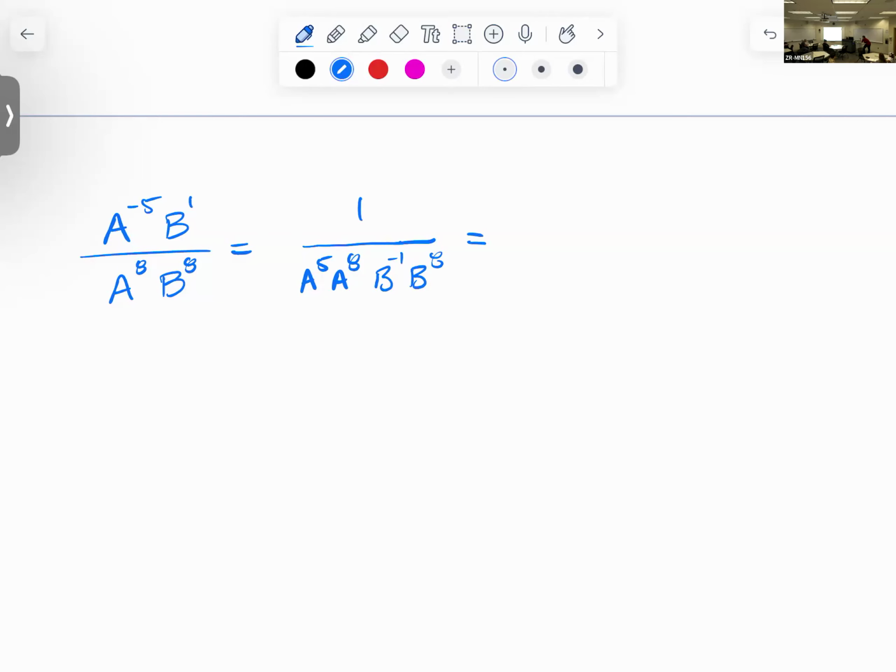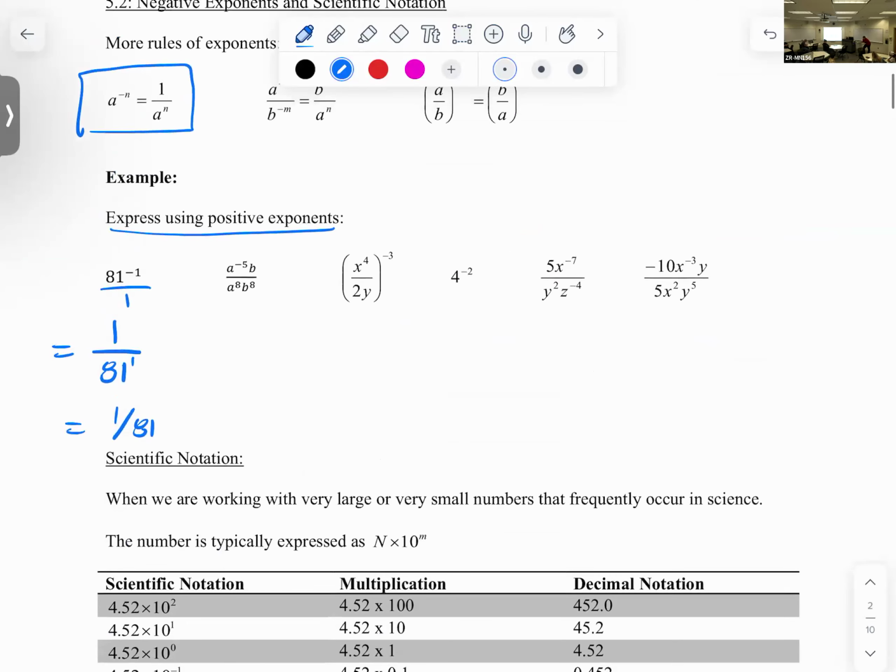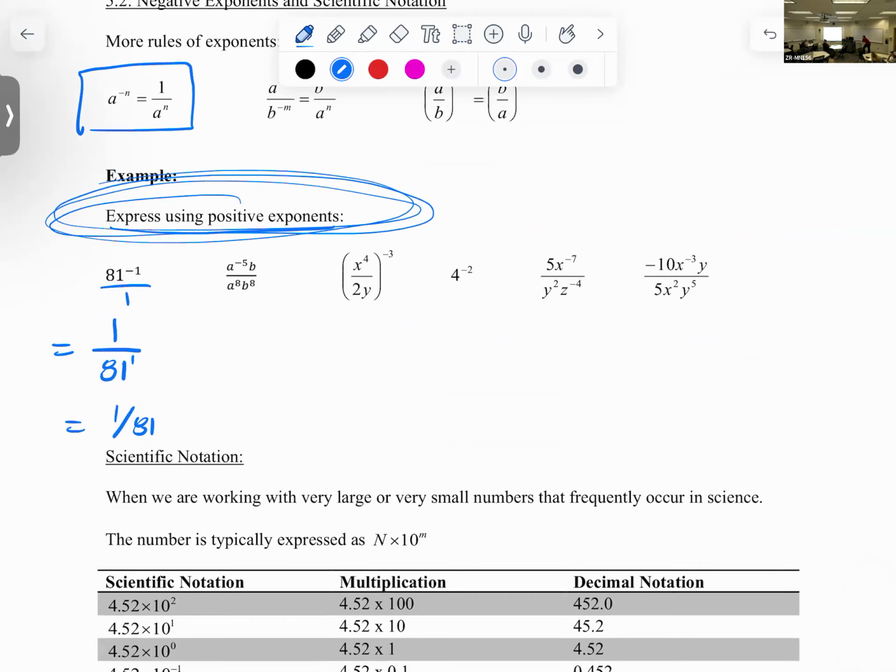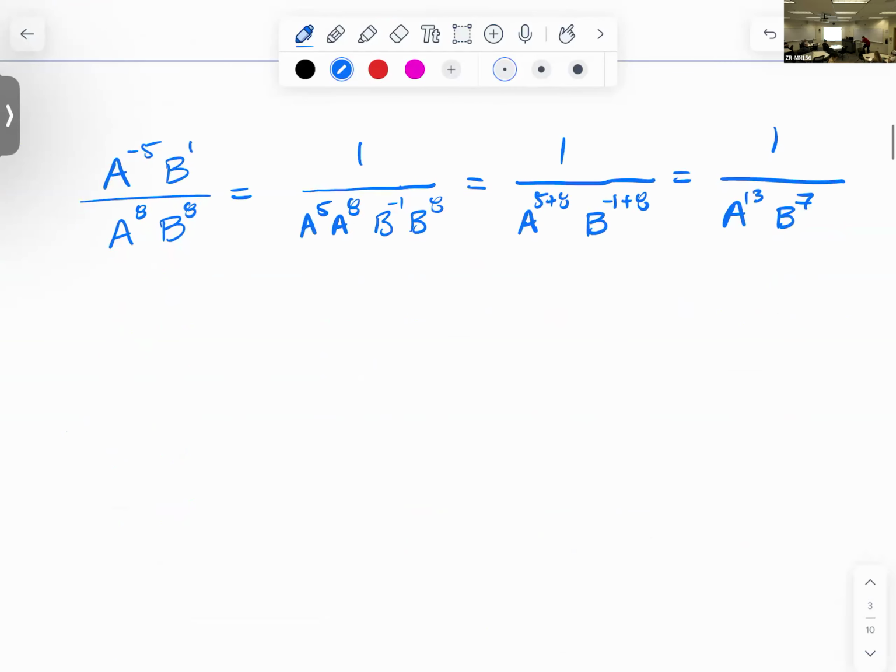So now I have a to the 5th, a to the 8th. When I have the same base, what can I do to the exponents? Add them. So now that becomes a to the 5 plus 8. Same thing, b to the -1 plus 8. So I have a to the 13th, b to the 7th. And here's the big thing, the instructions: express using positive exponents. At the end, you don't want to end up with negative exponents. We want them always positive.